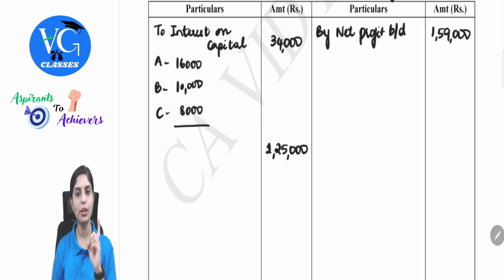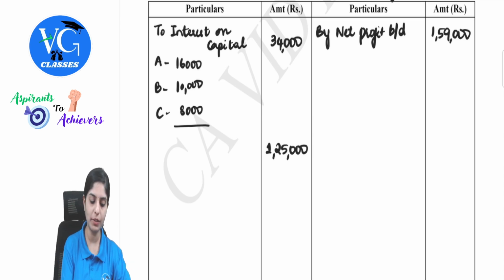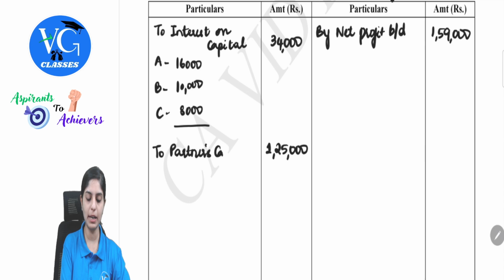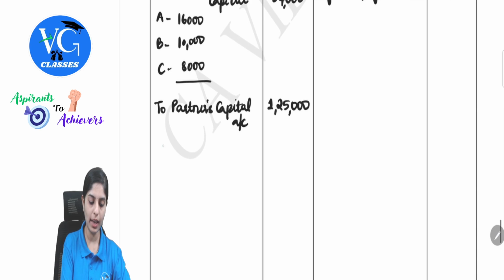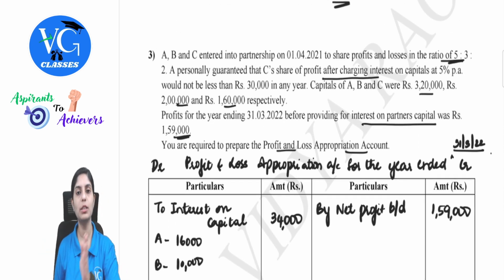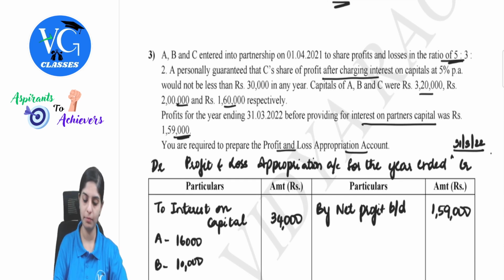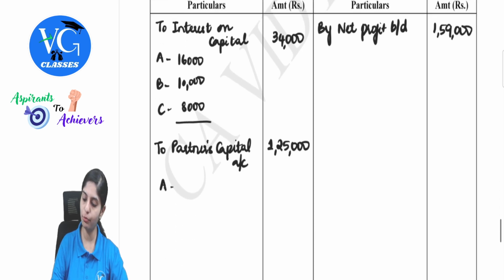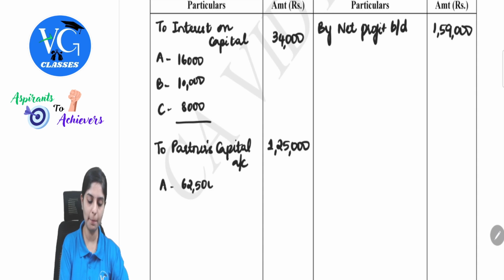When the guarantee of profit concept is there, first of all, you have to check whether the profit distributed was within the guarantee or not. That is what we will do to partners capital account, because ultimately this profit will be shared to partners and will be transferred to partners capital. A, 1,25,000. What is his profit sharing ratio? 5:3:2. That means 5 plus 3, 8 plus 2, 10. 1,25,000 into 5 by 10. That will be 62,500 for A.